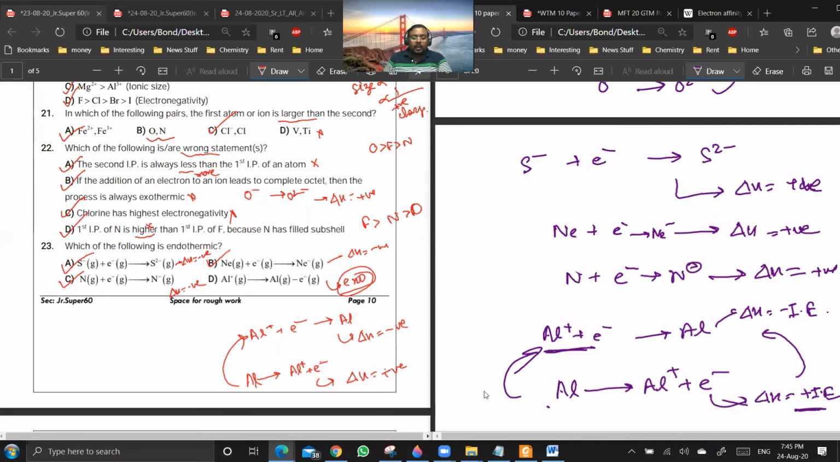Yes, sir. Okay. And you can always understand it like that: if plus and minus are coming together, energy will be released. If minus and minus are coming together, you have to give energy. If you are taking out minus from plus, you have to give energy. Are you getting my point? Yes or no? Yes, sir. So this type of understanding will help you.